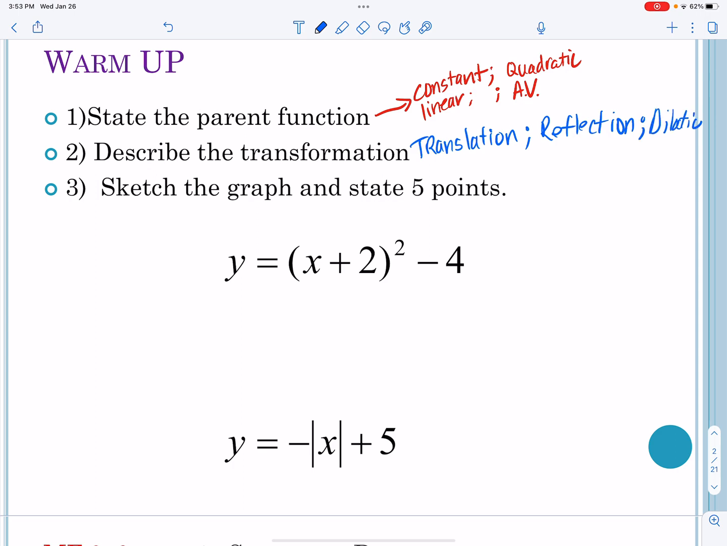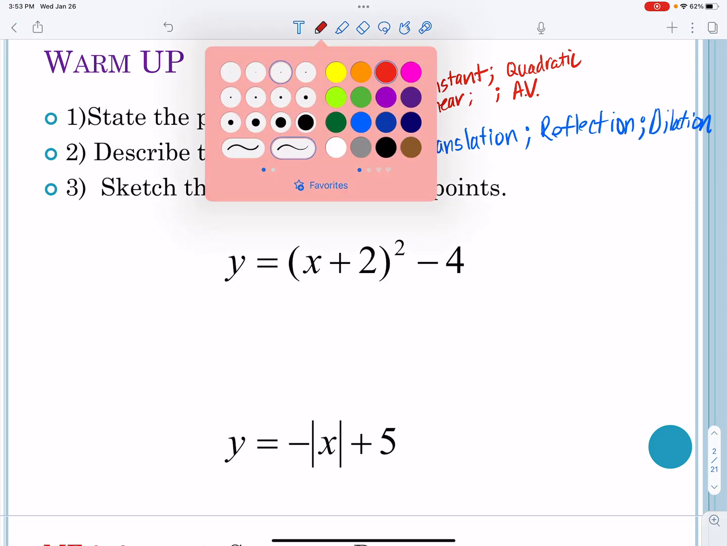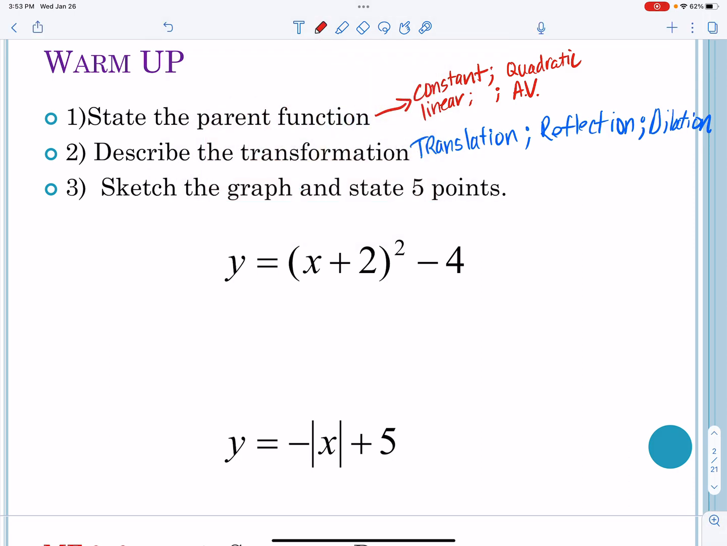Okay, so I would like you to pause the video and just do number 1 and 2. We'll talk about sketching the graph, but I would like you to do 1 and 2. Pause. Okay, you paused. So if we look at question 1, what is the parent function? The parent function is quadratic. How do you know it's quadratic? Because the function has a square in it, so it's going to be a parabola.